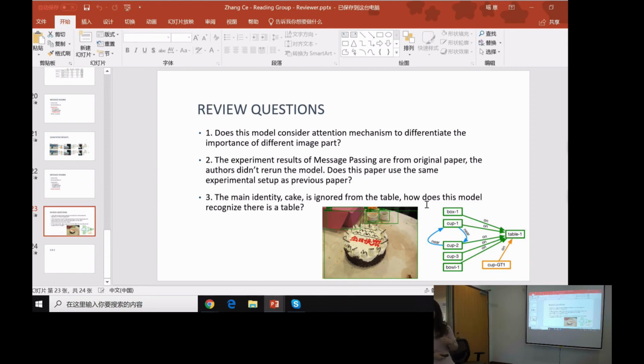So I'm trying to figure out why they can recognize the table. They don't have an image of the cake on the table. Yes. Why they cannot? Yeah.